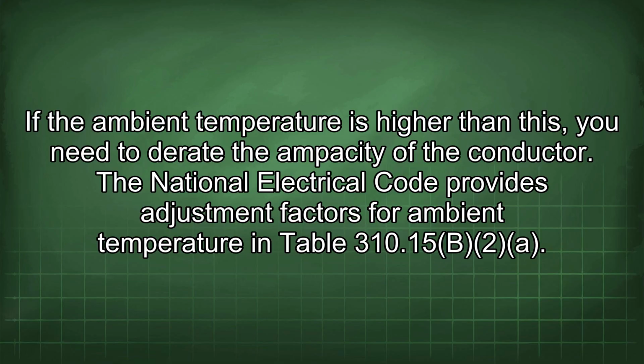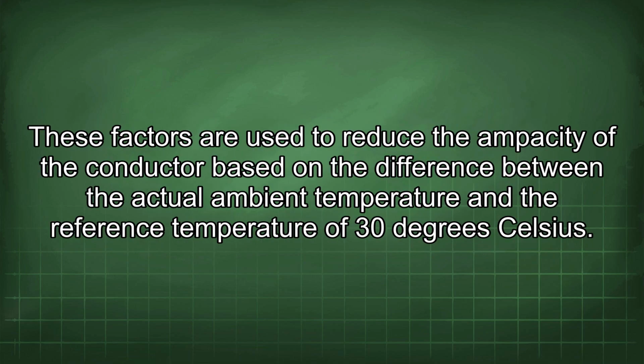The National Electrical Code provides adjustment factors for ambient temperature in Table 310.15(B)(2). These factors are used to reduce the ampacity of the conductor based on the difference between the actual ambient temperature and the reference temperature of 30 degrees Celsius.